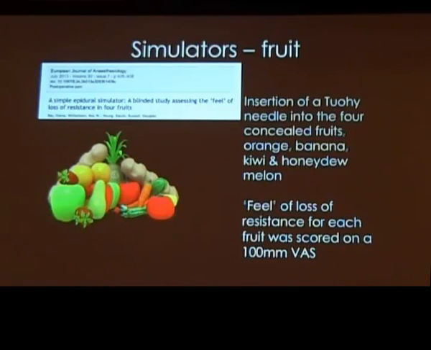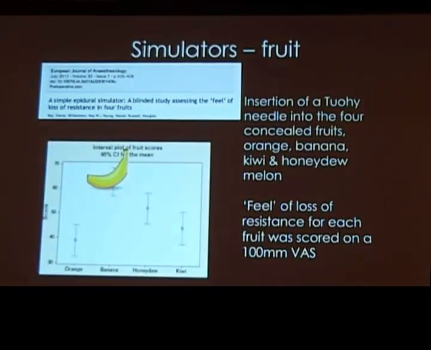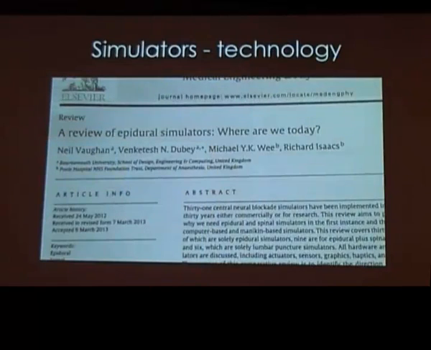So which fruit do you think was the best at mimicking the loss of resistance technique? Anyone vote for orange? Yeah. Okay, any bananas? No. Kiwi? Kiwi's a bit hopeless. It's got really thin skin. Honeydew melon? Yeah. Oh, okay, right. No, so banana. The bananas have it. So if you're going to go to the greengrocers to get anything before you go to labour ward, go and get some bananas.